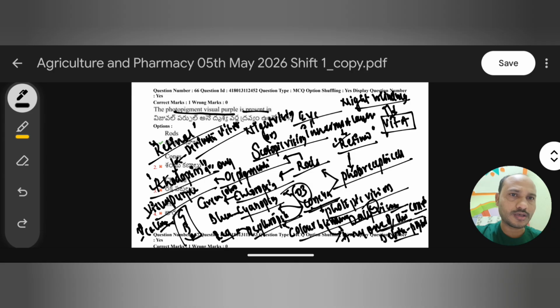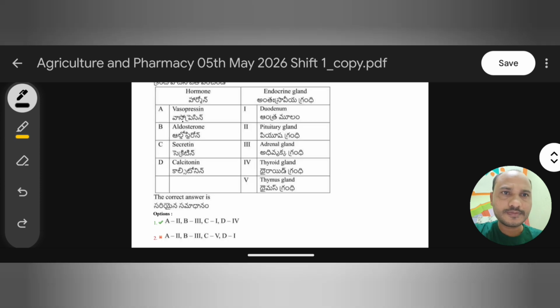So this is all about the important analysis of the internal structure of the eye, that is the retina. So in the question, the photopigment visual purple is present in which cell? Because visual purple is also called rhodopsin, and rhodopsin pigment is present in rod cells only. So the right answer is rod. Next one, question 67.